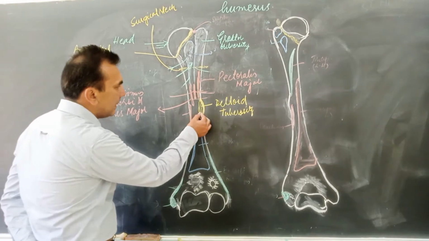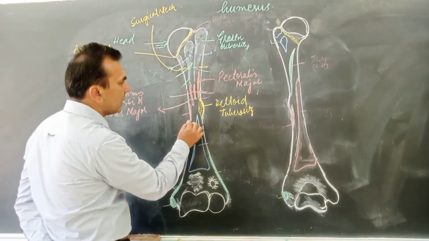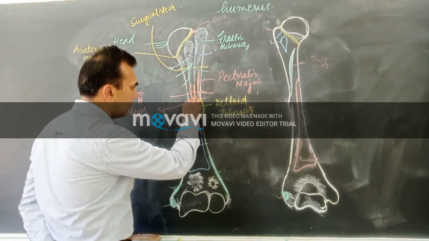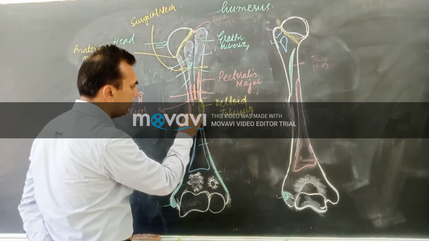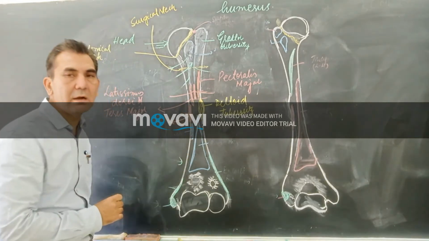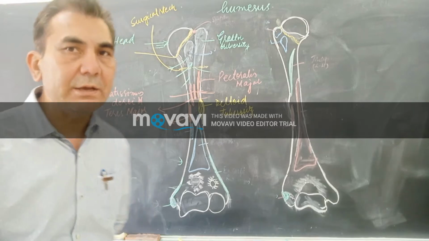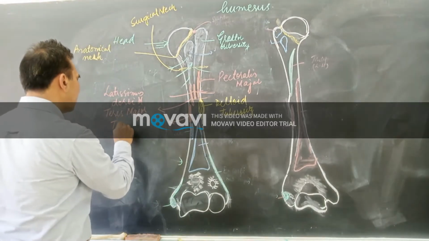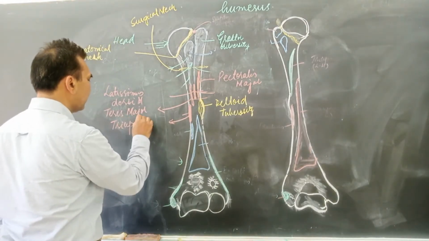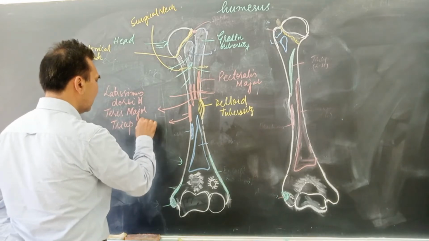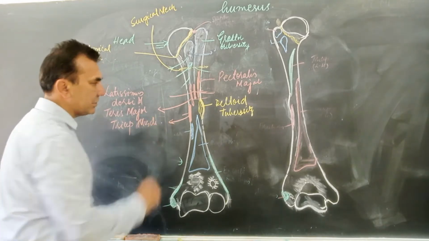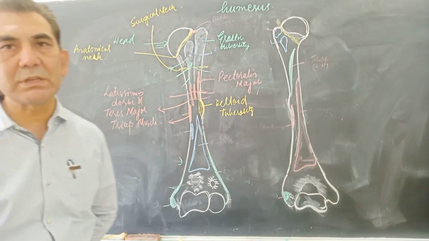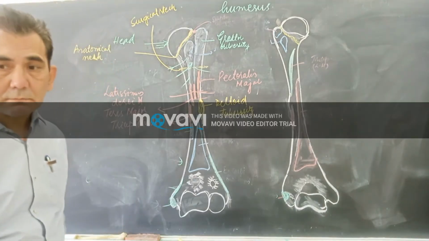Just opposite of the deltoid muscle, on the medial border, is another surface area, and this surface area is for the triceps muscle attachment. The triceps muscle attachment area.